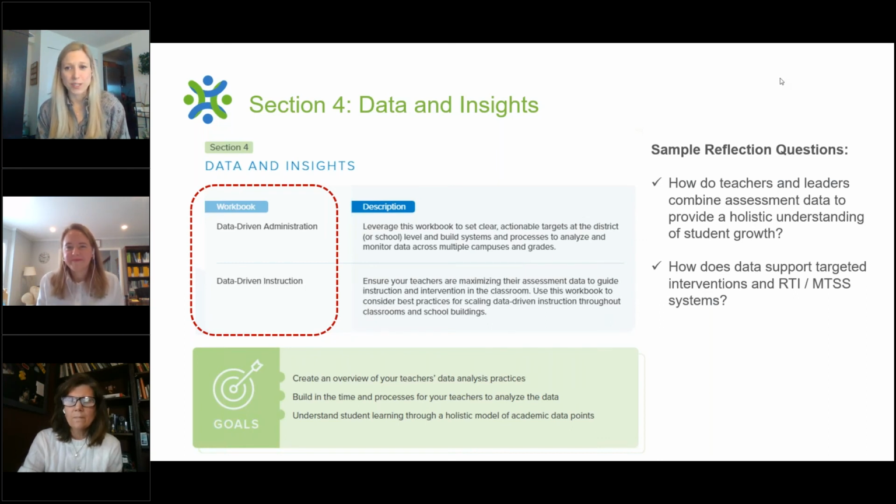This section is really broken into two parts. One is data-driven administration and one is data-driven instruction. If you're an administrator, how do you look at data comprehensively across an entire grade or school or even across the entire district and make decisions about what needs to happen, versus if you are a teacher or coaching teachers, how do you look at data within a classroom and really make decisions about individual student growth or intervention or differentiation?